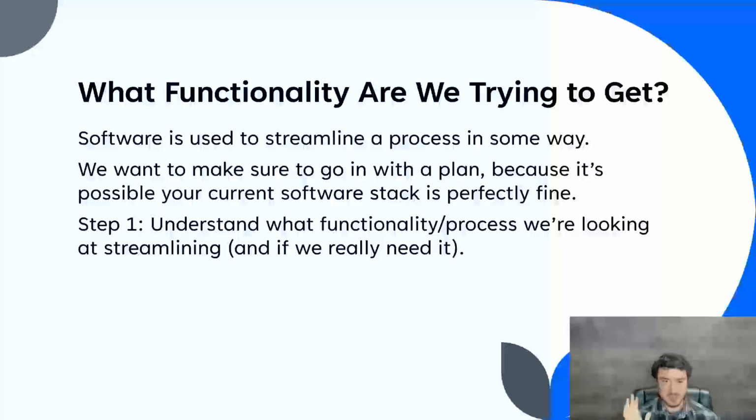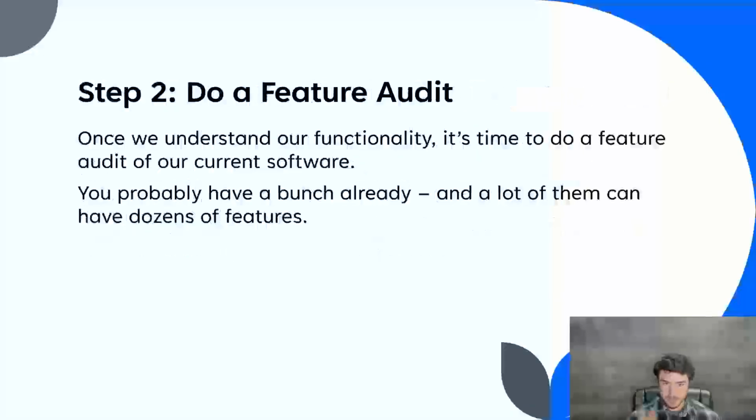Could we cut down some steps? And then, done. So step two is to then do a feature audit. And there's two ways of doing this. The first way is to just say, hey, we know what our functionality is. We really just need a single particular thing.